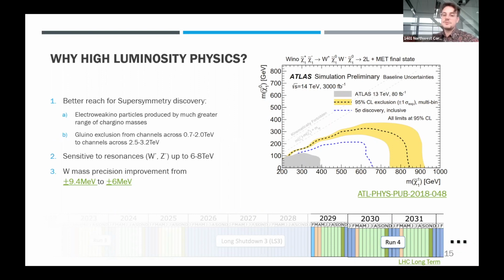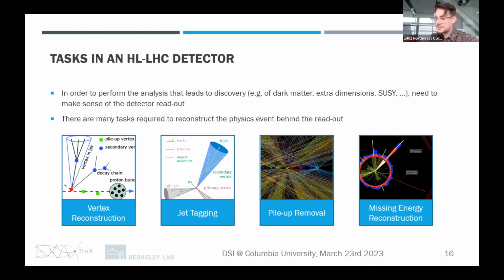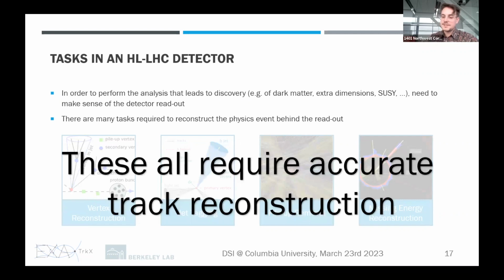And the idea is that having high luminosity allows greater access to new physics, for example, supersymmetry or new resonances, but also better precision on the physics that we already know about. So it's an interesting problem to go to high luminosity, and in fact, there's a lot of tasks that need to be solved in a high luminosity LHC. Vertex reconstruction, jet tagging, these are all tasks that I mentioned earlier that we're using machine learning for. But they all have in common that they need accurate track reconstruction.